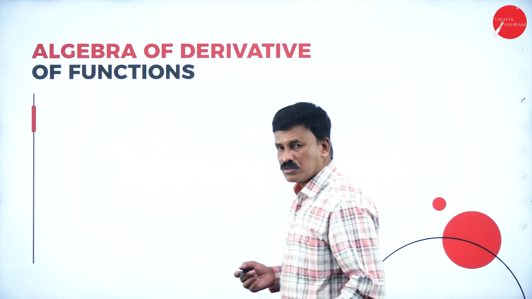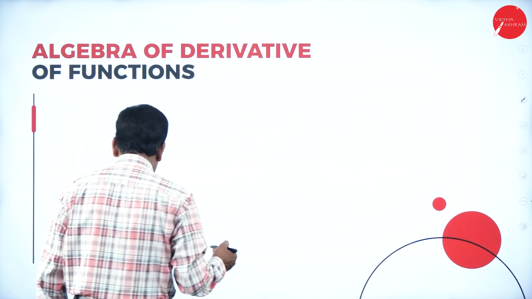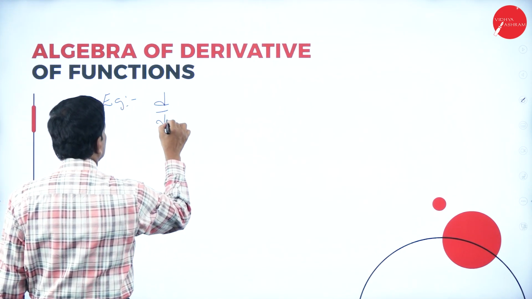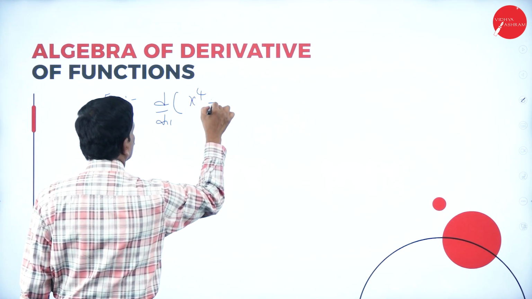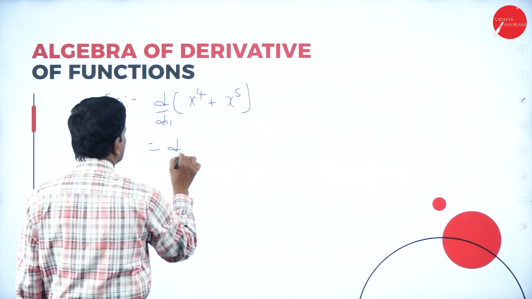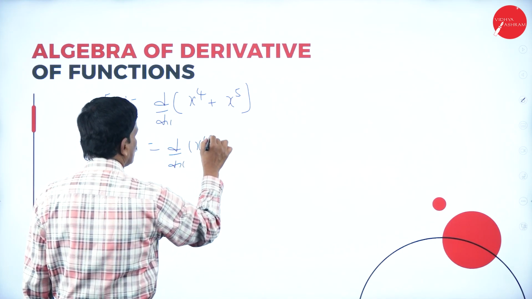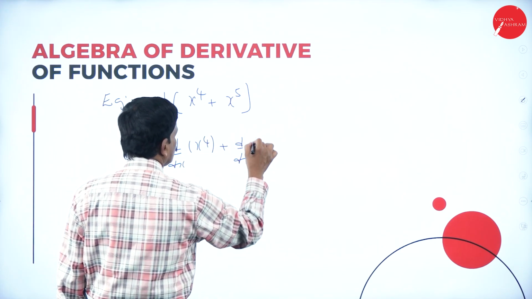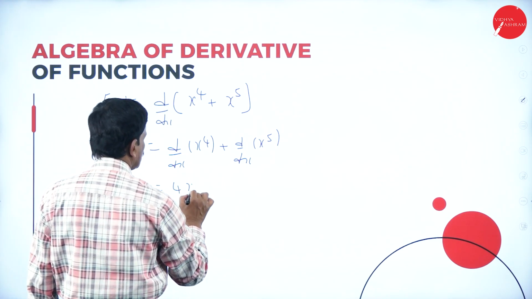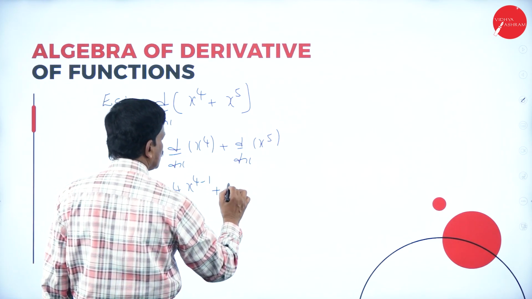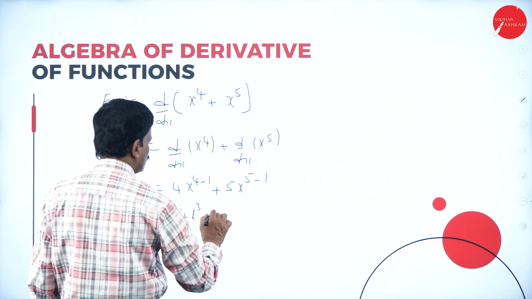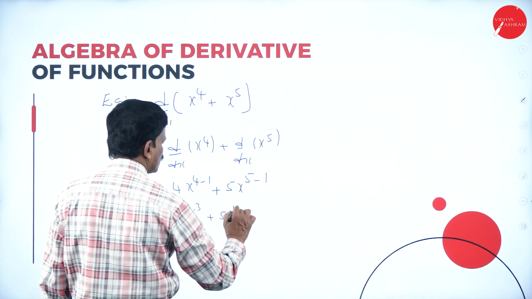Similarly, let us take an example on this. Suppose d by dx of x to the power of 4 plus x to the power of 5. This can be differentiated using d by dx of the first function plus d by dx of the second function. So here n is 4, giving 4 into x to the power of 4 minus 1. Here n is 5, giving 5 into x to the power of 5 minus 1. This is 4x cube plus 5x to the power of 4.